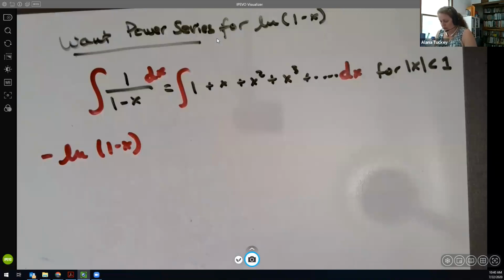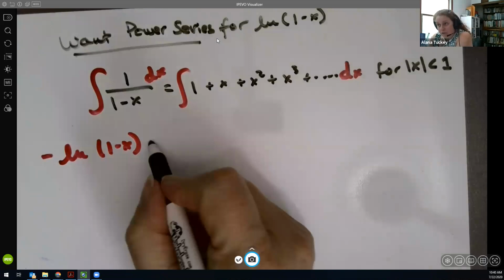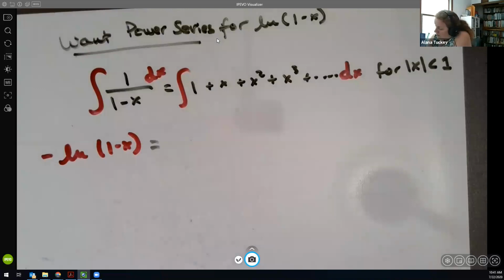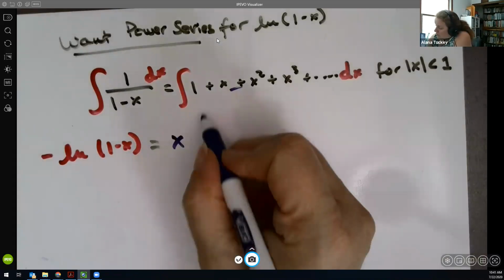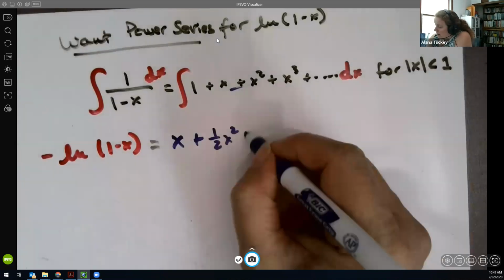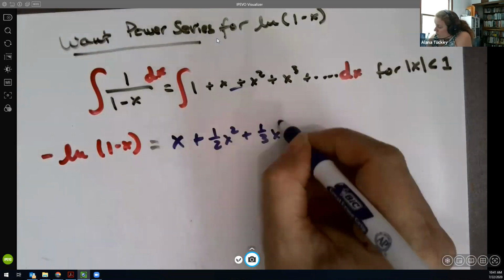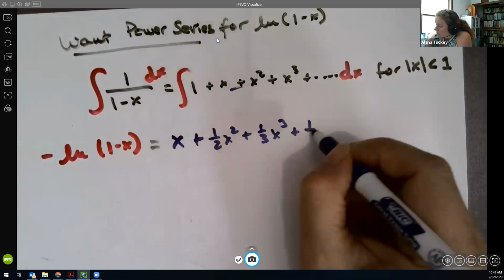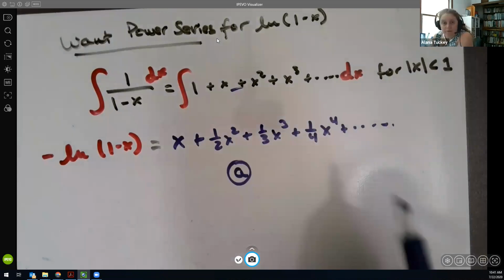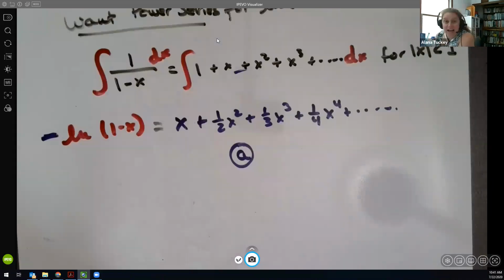All right, and that is equal to, and then we want to integrate every single piece of this. The integral of 1 with respect to x is x. The integral of x with respect to x is 1/2 x squared, plus 1/3 x cubed, plus 1/4 x to the 4th, plus blah, blah, blah. But I think it's a typo. I think there should be a negative right there. So if that's the question you were having, Lindsay, I agree with you.